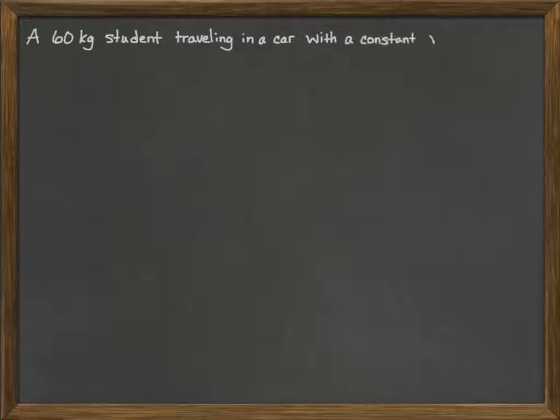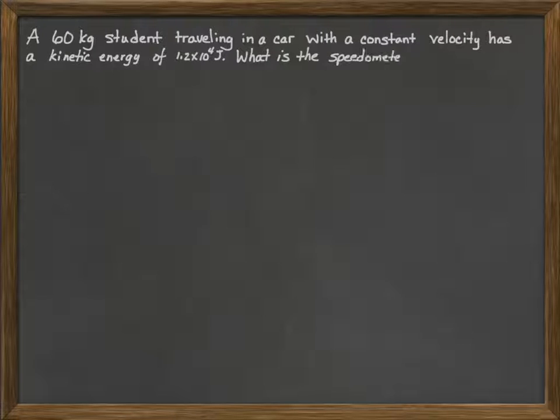Okay, let's look at how to solve this problem. I tell you that a 60-kilogram student is traveling in a car with a constant velocity. And I tell you that he has a kinetic energy of 1.2 times 10 to the 4 joules. What is the speedometer reading of the car?